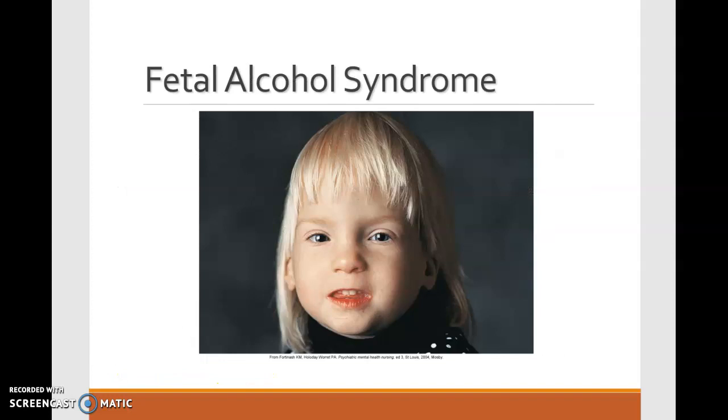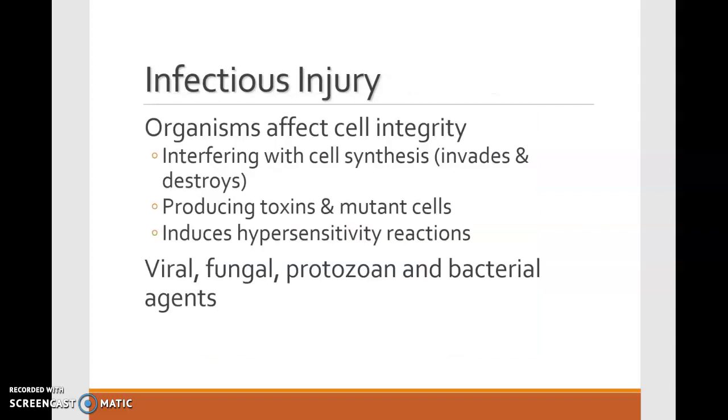Fetal alcohol syndrome impacts the development of babies as well. So on children, you'll see those low-set ears, close-set eyes. They'll be missing that philtrum there and flattened nasolabial folds as a telltale sign, and they typically come with slowed mental capacities too.